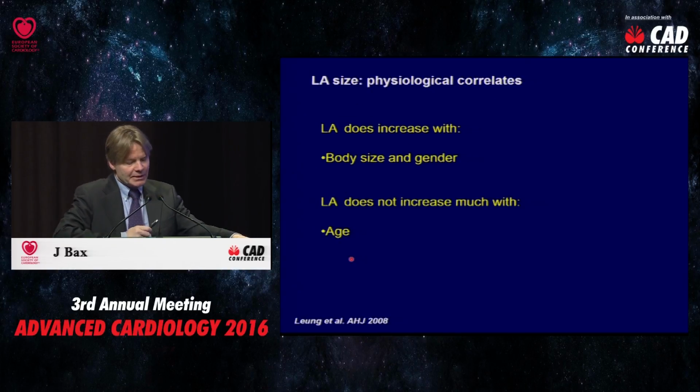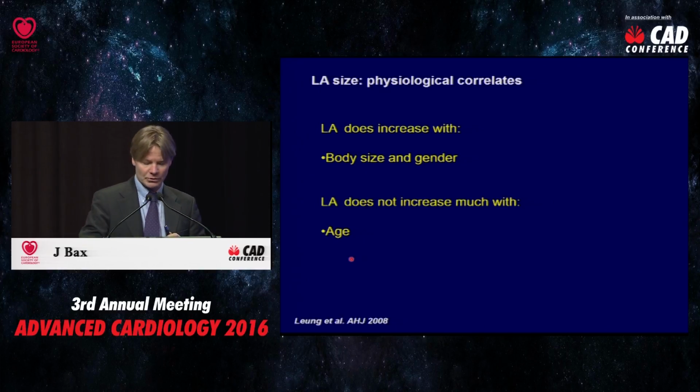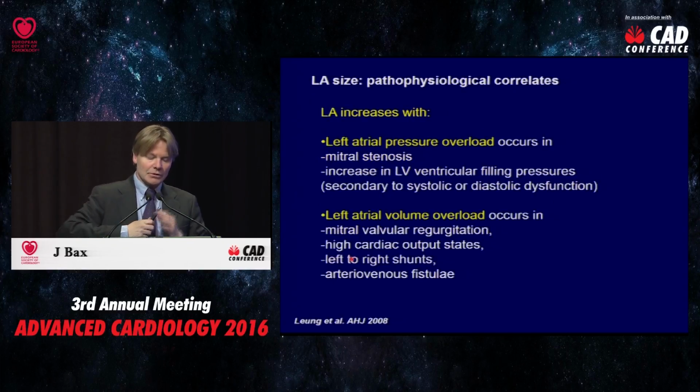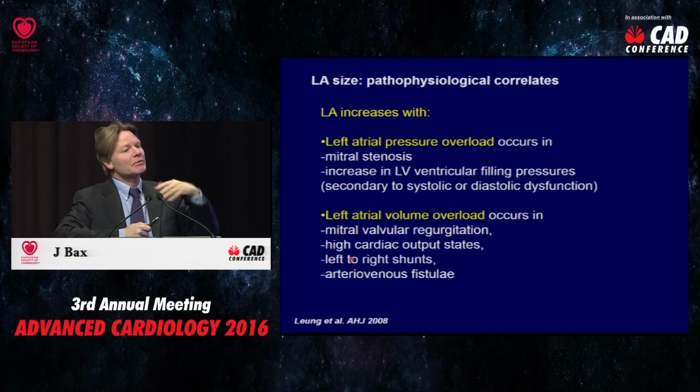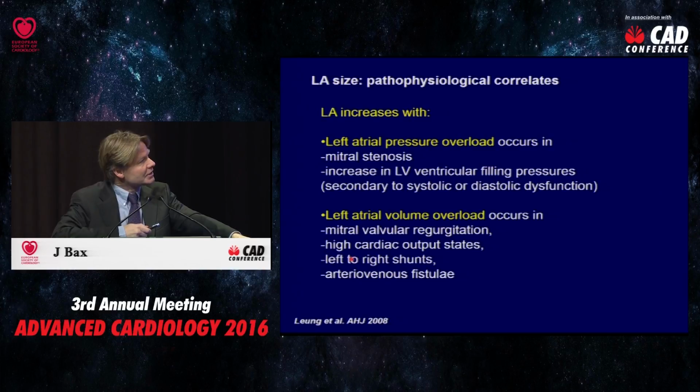LA size is important to think about physiological correlates. LA does increase with body size, that's why we normalize for body surface area and gender, but it does not increase that much with age. So these are the physiological correlates. What is important to realize, and that's when we come in the direction of development of atrial fibrillation, is that there are pathophysiological correlates. What happens when you have pathologies?